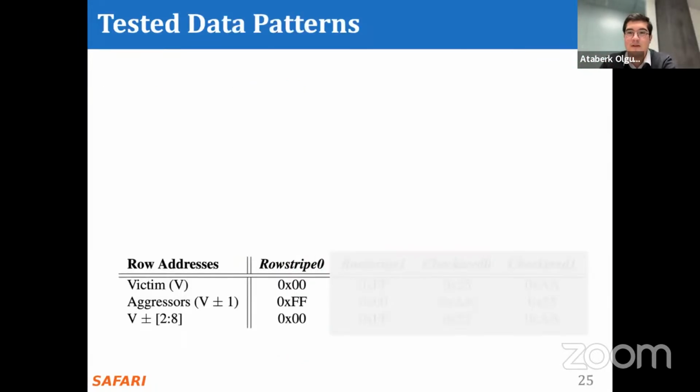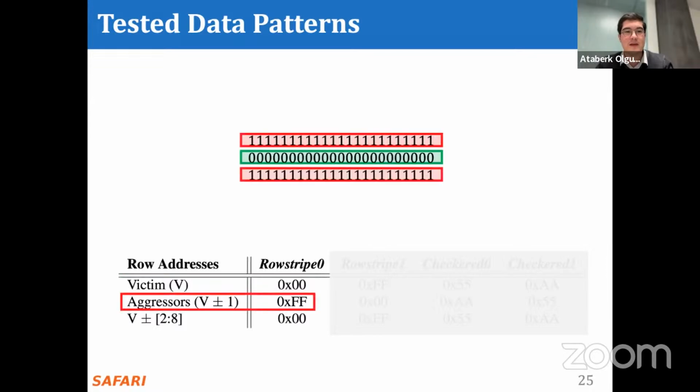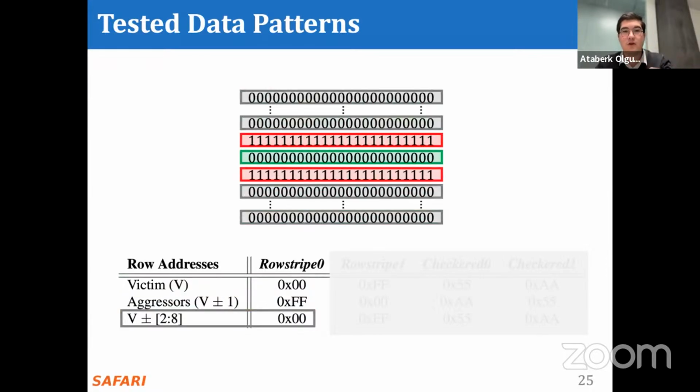We use the data patterns depicted in this table to initialize DRAM rows prior to performing RowHammer. And I'll explain how data gets laid out to the DRAM array based on this first row stripe 0 data pattern. So we will fill the victim row with all zeros, the aggressor rows with all ones, and the 7 other rows neighboring each aggressor row with all zeros.